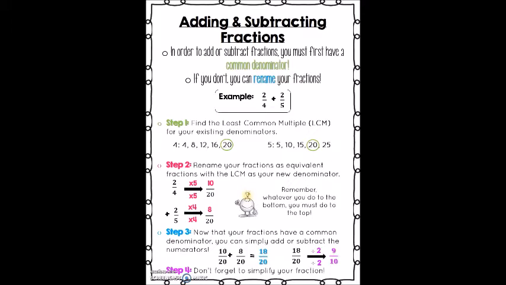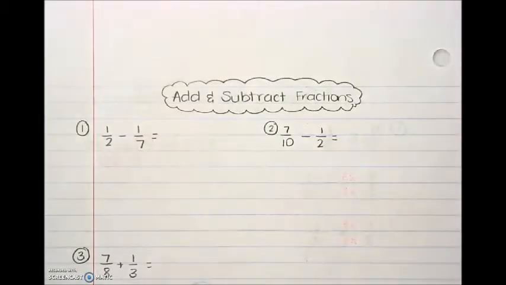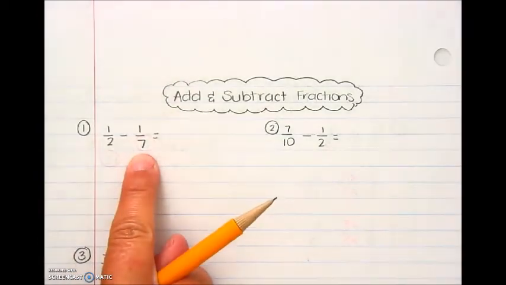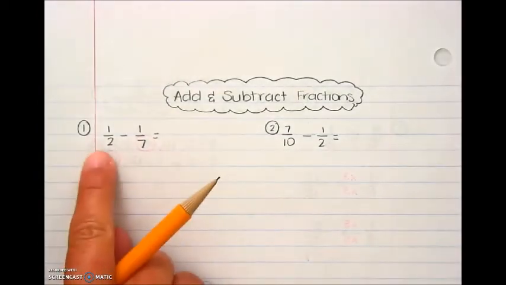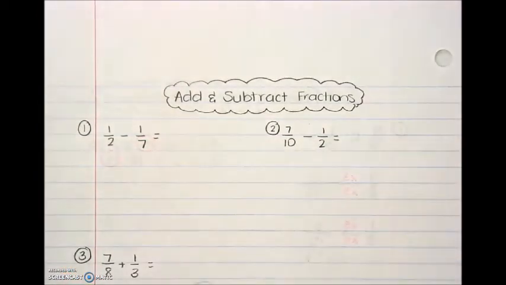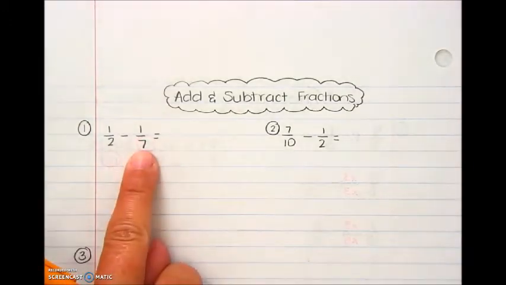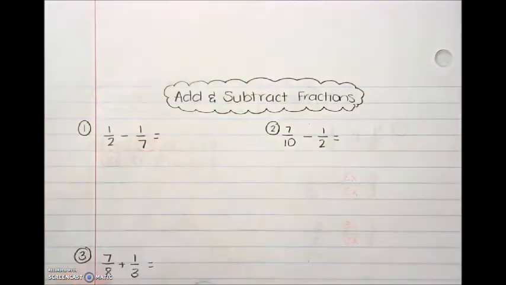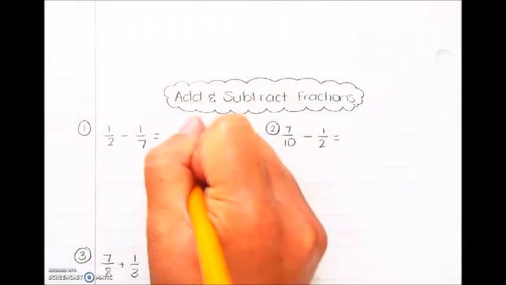Let's take a look at a couple more examples together. Okay, so let's do a couple more examples, and first I want to start with some subtraction examples. So I have 1/2 minus 1/7. I know that I can't subtract these because I don't have a common denominator or a common unit. So I'll list out my multiples of 2 and 7.